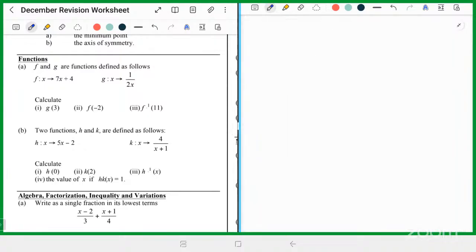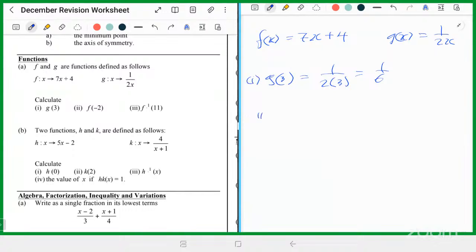It gives us two simple functions. f of x is 7x plus 4. That's this one. The second one is g of x equals 1 over 2x. That's this one. Part 1 is g of 3. You're going to take 3 and put it in the g function right here. So it becomes 1 over 2 times 3, which is 1 over 6. Done. Part 1.